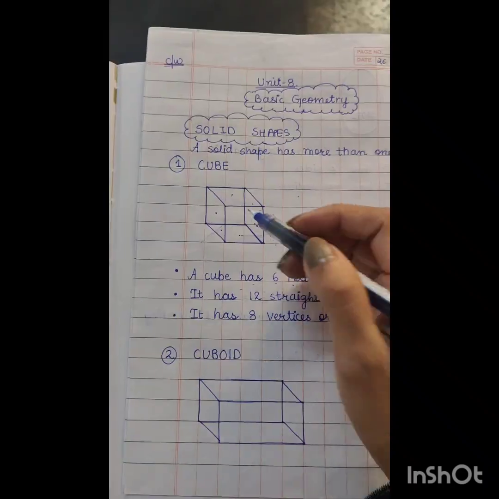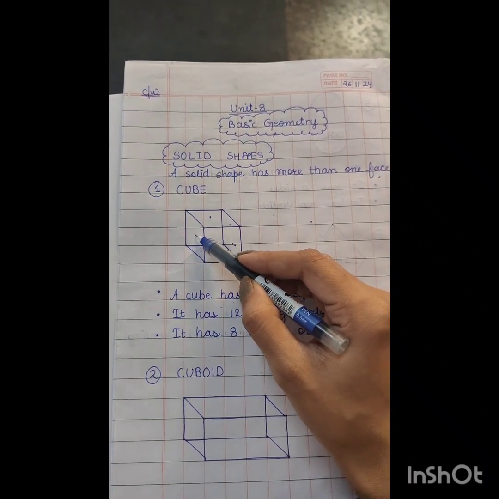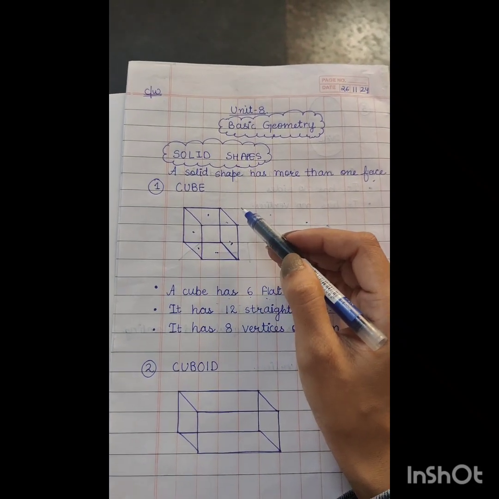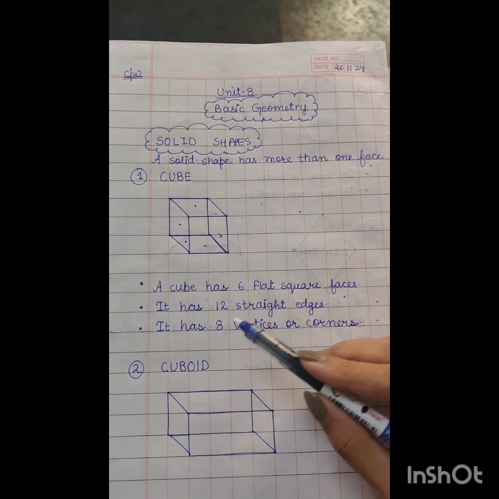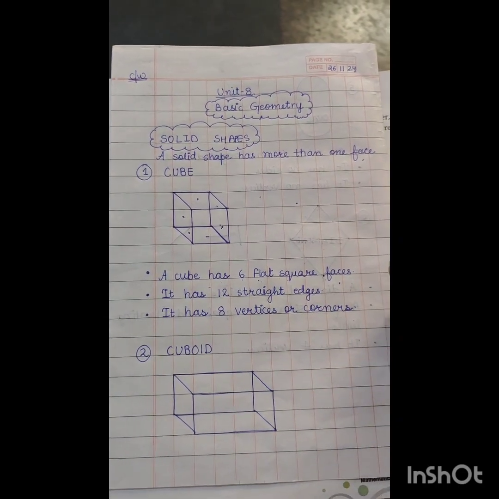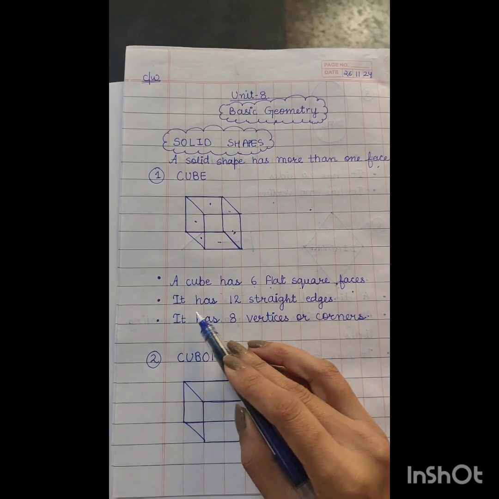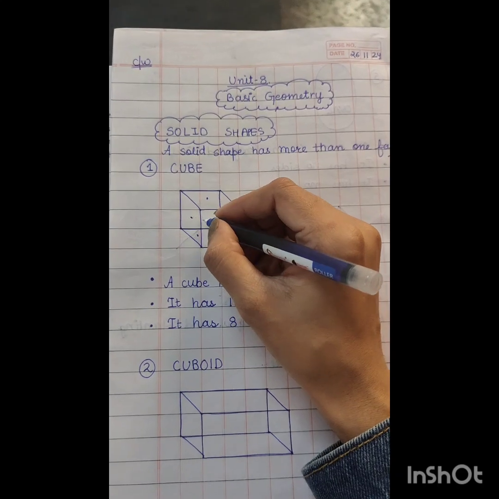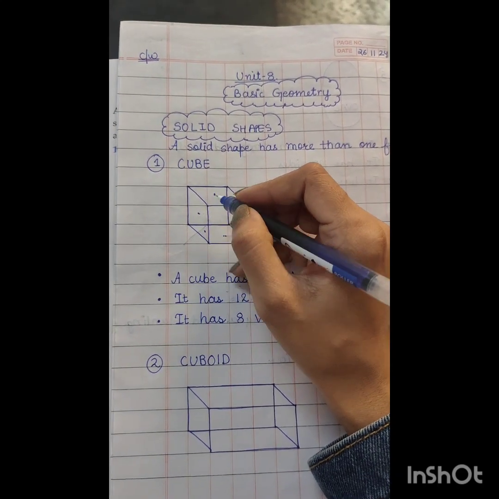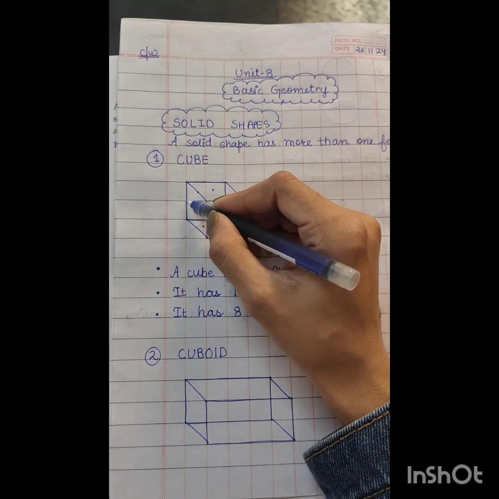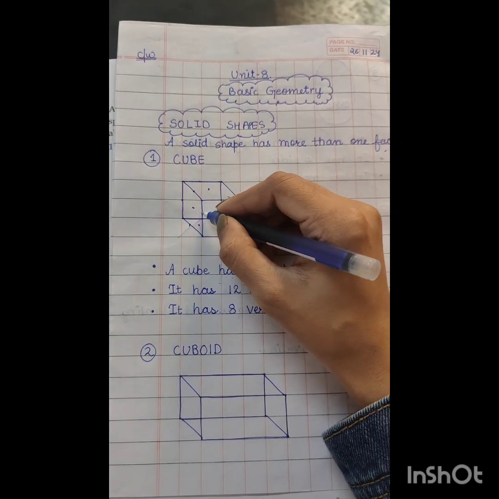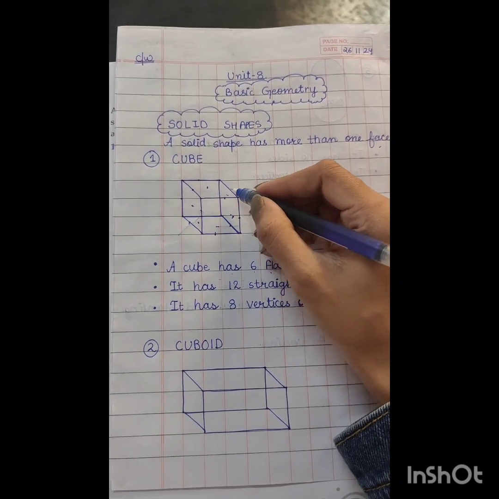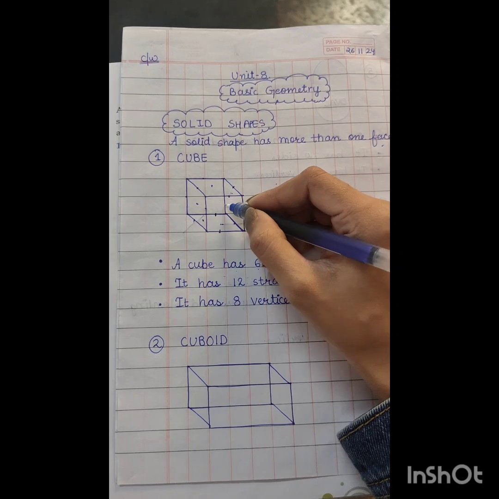Okay, quickly revise it with me. Face number 1, face number 2, face number 3, face number 4, face number 5 and face number 6. So we can also say that a cube has 6 flat square faces and we can see it from 6 sides. Okay, it has 12 straight edges. 12 straight edges means 12 straight lines or sides. So quickly count it with me. 1, 2, 3, 4, 5, 6, 7, 8, 9, 10, 11 and 12.